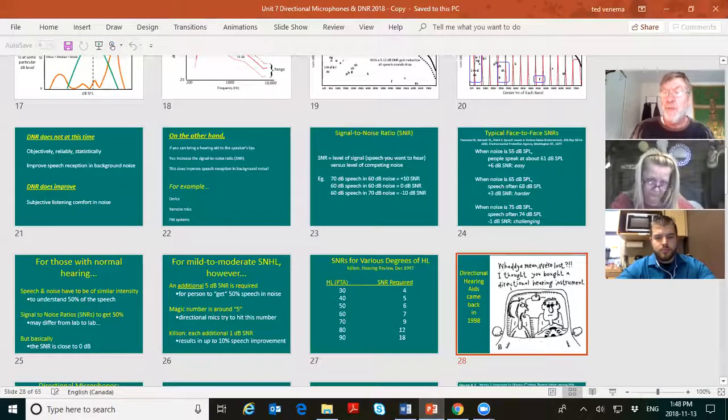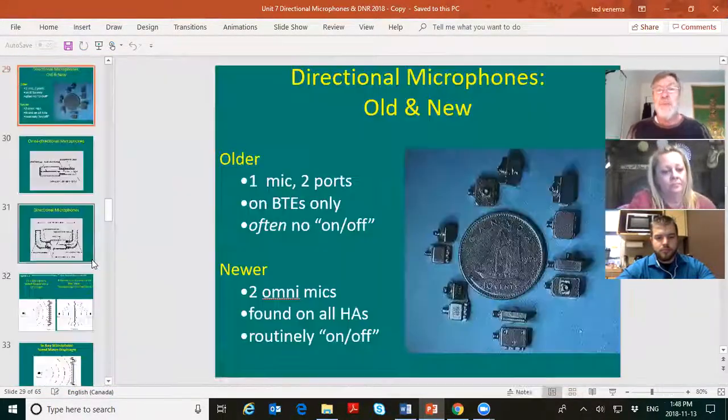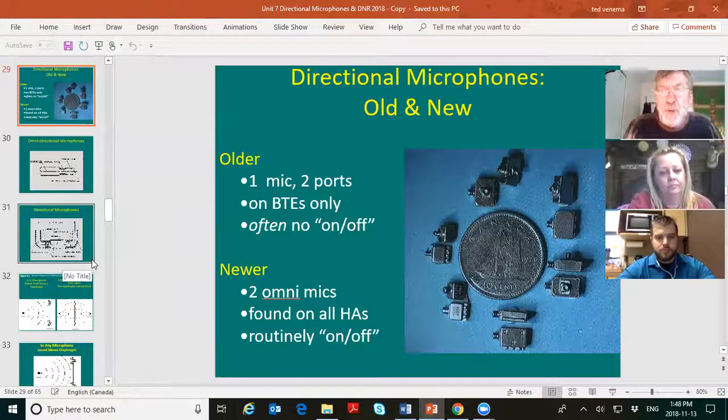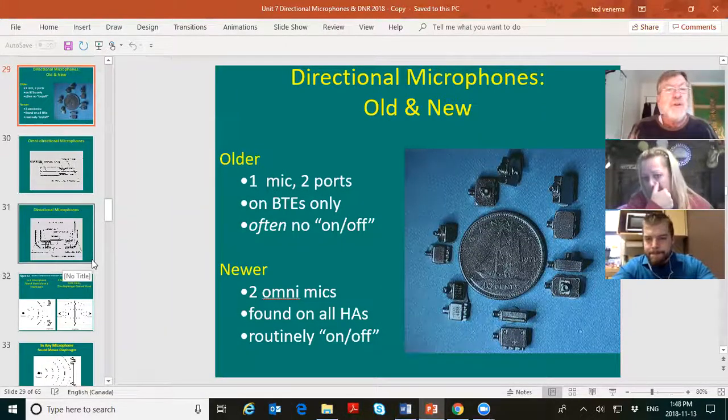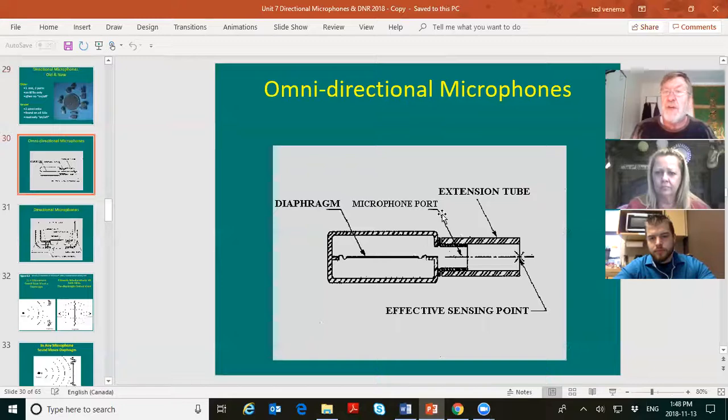So here we go. Directional mics, old versus new. Old mics, newer ones. But notice how they always have two doors. Look at this one here, two doors. This one here is two Omni mics side by side. This is two doors again, two Omni mics side by side. Notice how I keep saying two, okay? Because that's how directional mics work.